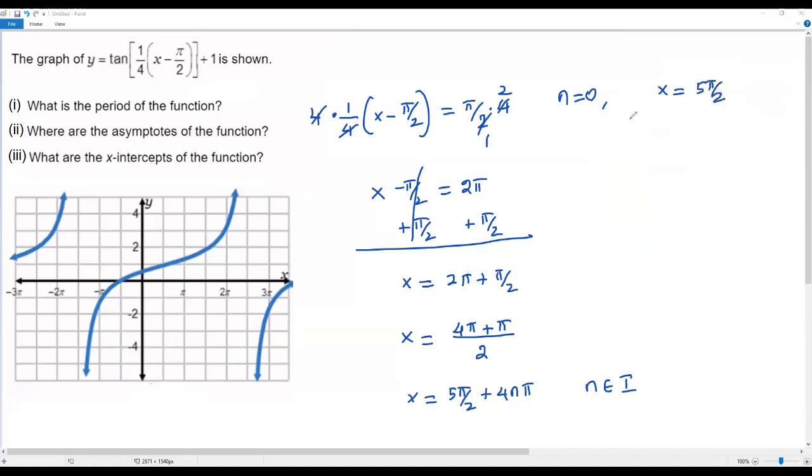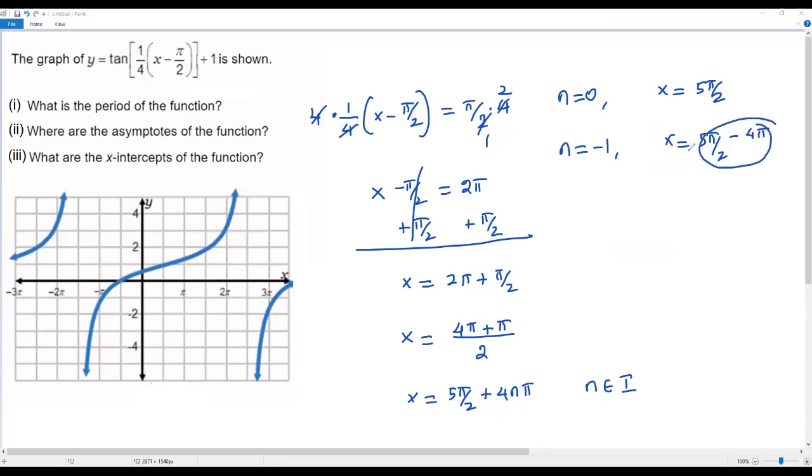This is one of the vertical asymptotes. That's what we got already. And what if n is equal to negative 1? So I have to plug in n equals negative 1 and it will become what? x is equal to 5 pi over 2 negative, because when I plug in n equals negative 1, this positive 4 times negative 1 will become negative 4 pi.